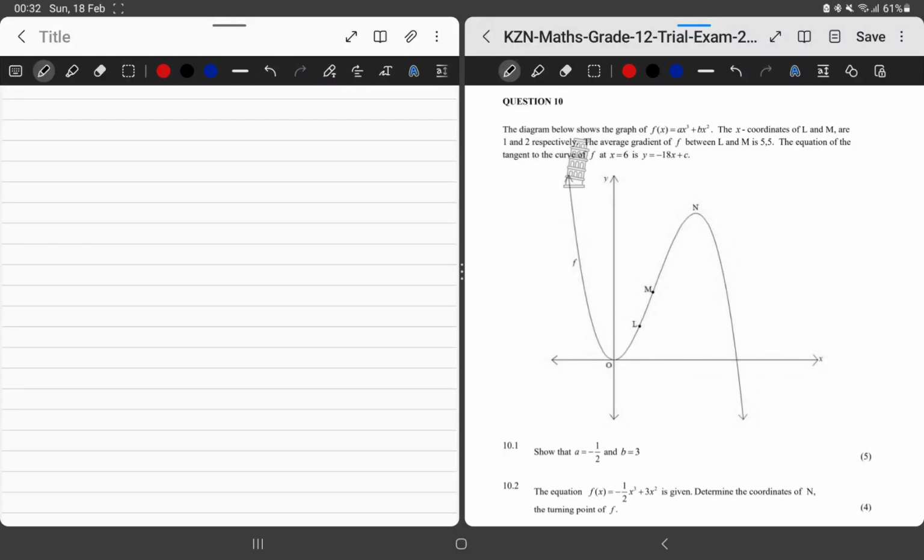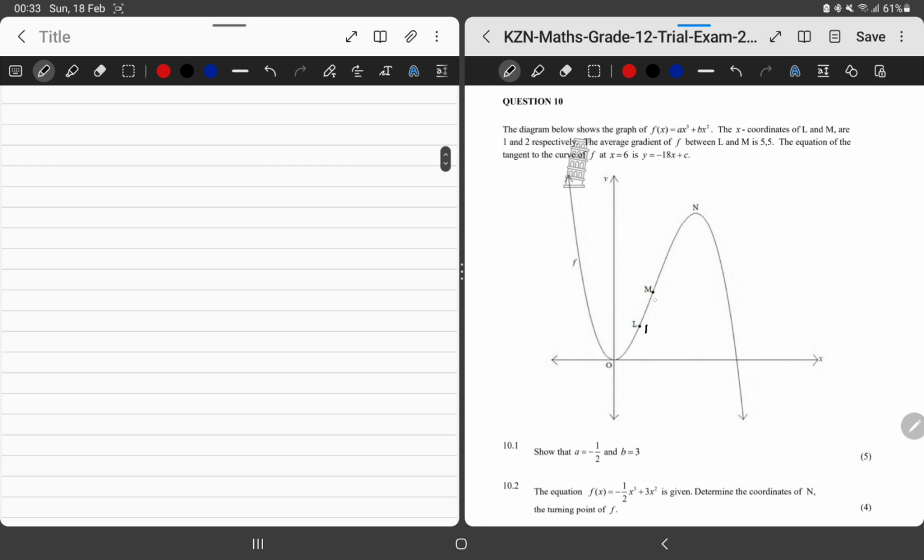From the Q10 September 2023. The diagram below shows the graph of f at x. The x-coordinates of L and M are 1 and 2 respectively. The average gradient of f between L and M is 5.5.